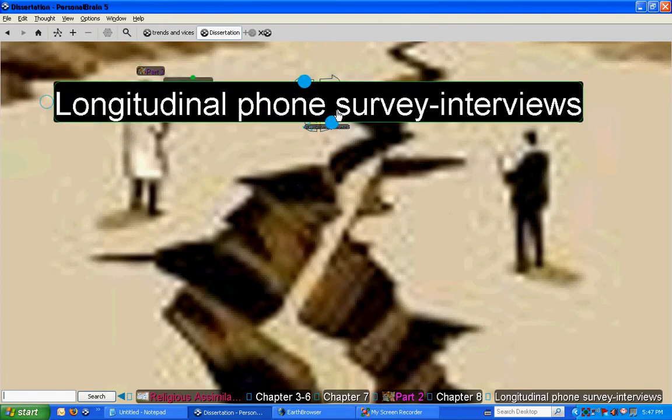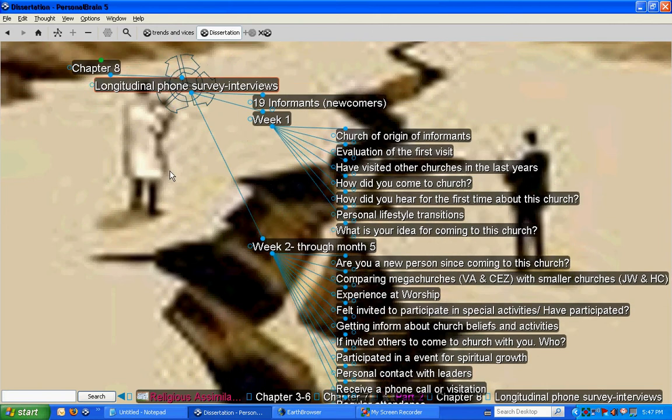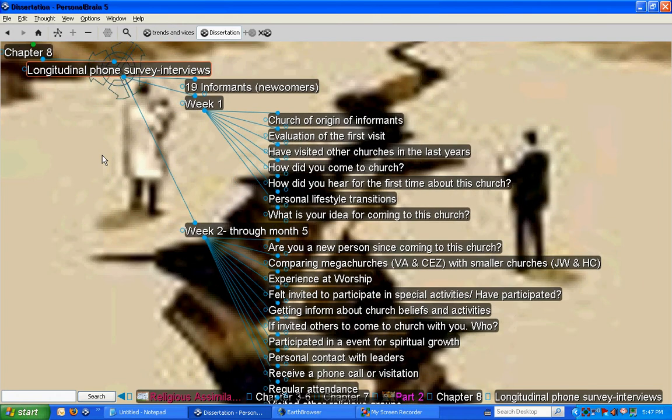And then finally, in part 2, chapter 8 is the more quantitative part of the study. That is the longitudinal phone survey interviews, 19 informants. They were the newcomers. The variables for week 1 included the church of origin of informants, evaluation of the first visit, if they had visited other churches, and how they came to this church.